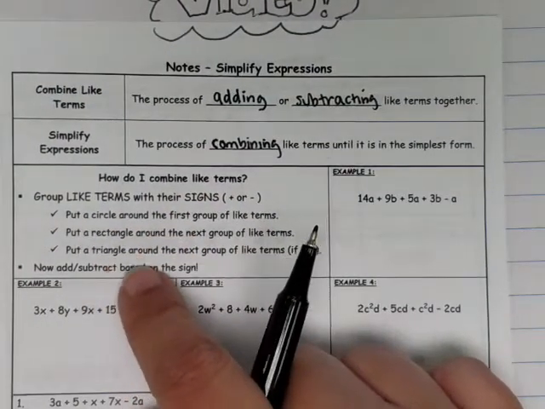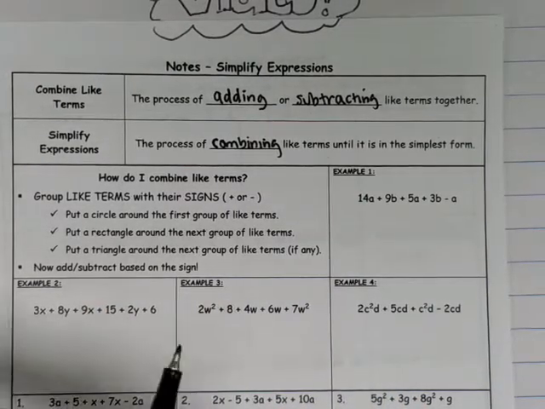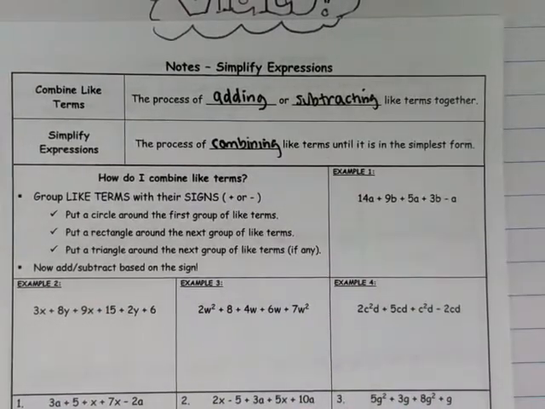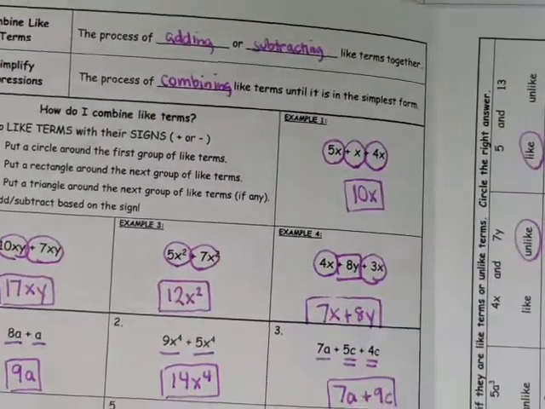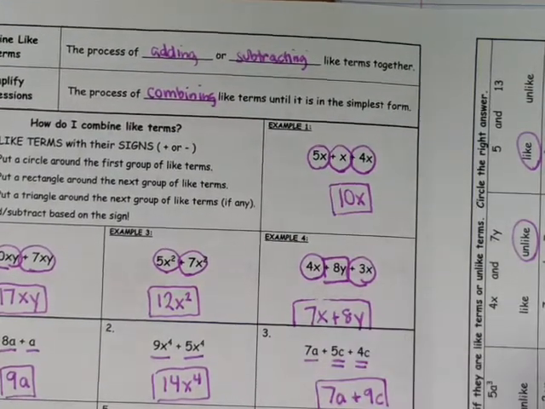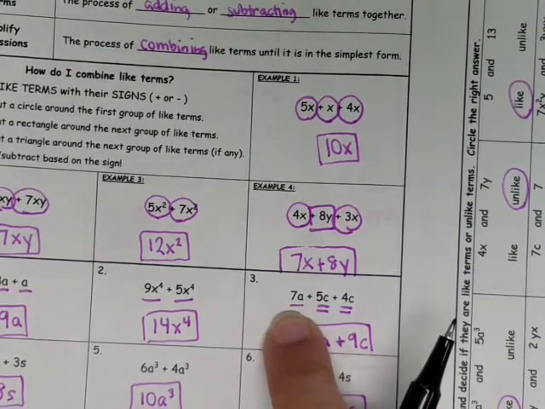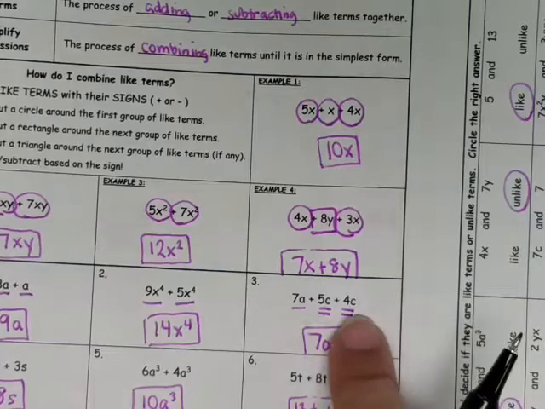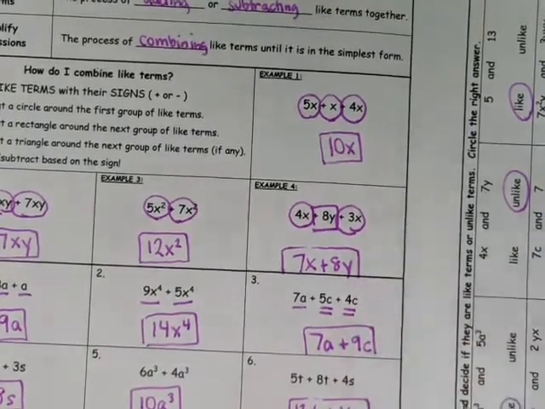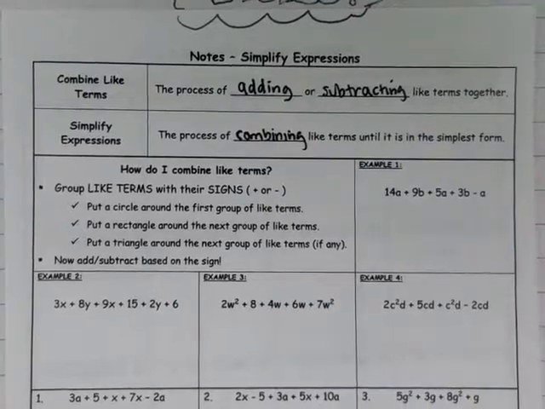You can do it with the shapes. You circle like terms, you can rectangle like terms, you can triangle like terms, like we did in our notes earlier. Or you can do the underlining method, like this one. I underlined the A, and then I double underlined the C terms. So two different methods. You can use either one that you like. I'll just do a mixture, and then you can decide which one works best for you.